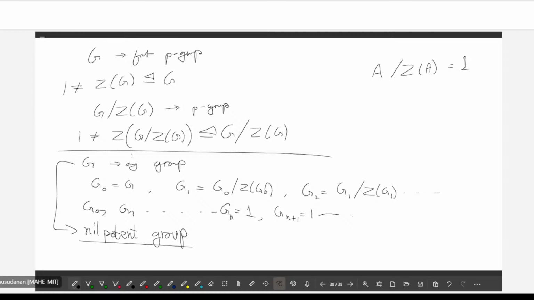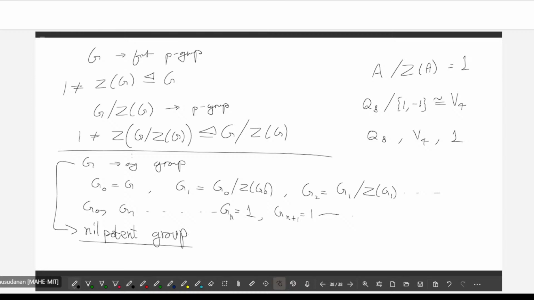For example, Q8 again. Q8 mod its center is a Klein 4 group. Klein 4 group is abelian. So as soon as you get an abelian group, you can stop because in the next step you get 1. Right. So if you start with Q8, you get Q8, V4, and then 1. So Q8 is a nilpotent non-abelian group because it's a P group.